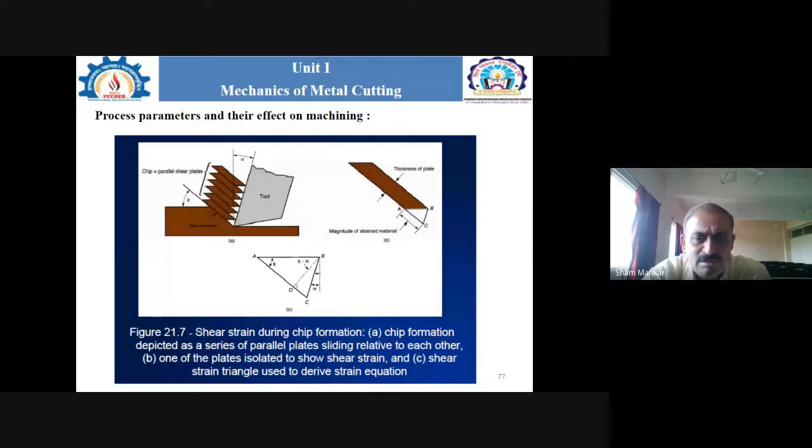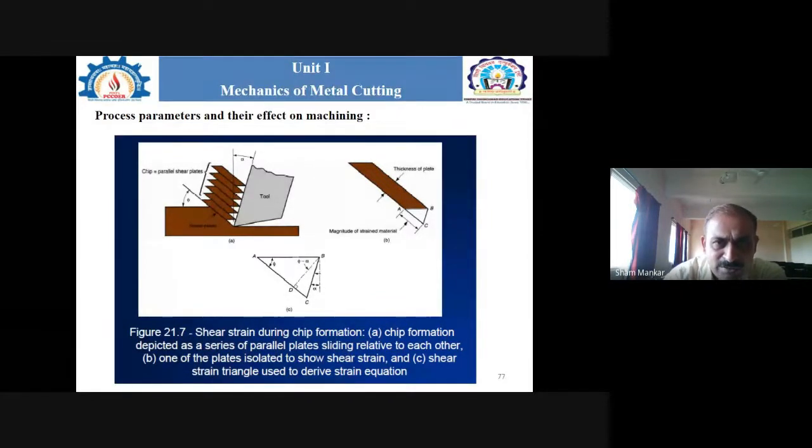Chip formation, which is shown by figure A. Then B shows the magnitude of the strain in the material, and figure C shows the shear strain triangle, which is used to derive the strain equation. As we know, normally when we are performing the machining operation, chip formation takes place. So for that particular case, there is the role of the shear strain.